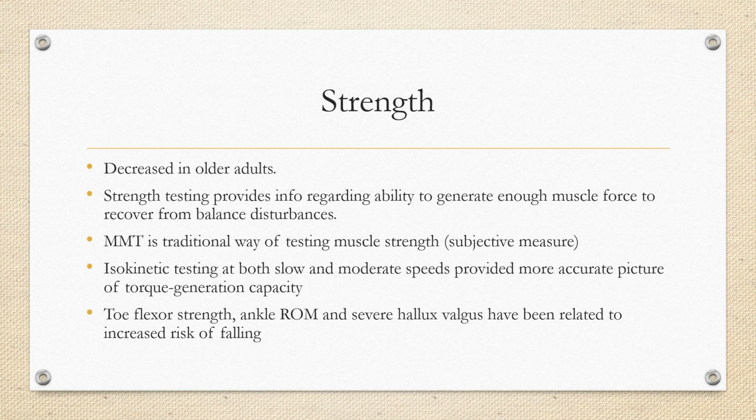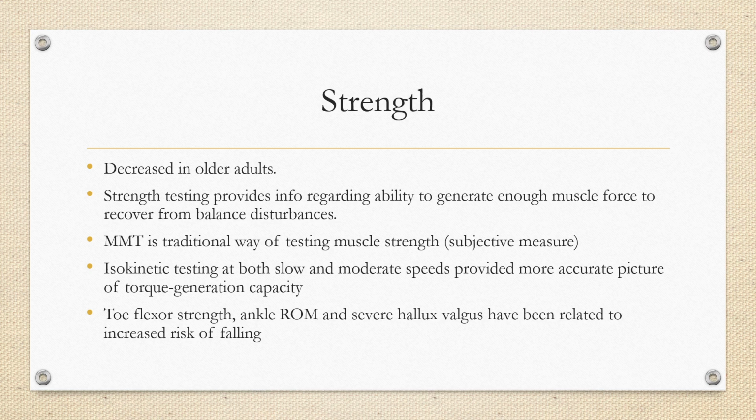Strength, obviously, and we're going to talk about this more as the semester progresses, but we see a decrease in strength for older adults as they get older. So strength testing provides that information and lets us know whether the patient is able to generate enough muscle force to recover from some of those balance disturbances. Obviously, manual muscle test is a traditional way of testing those muscles, and it gives us a good objective finding.